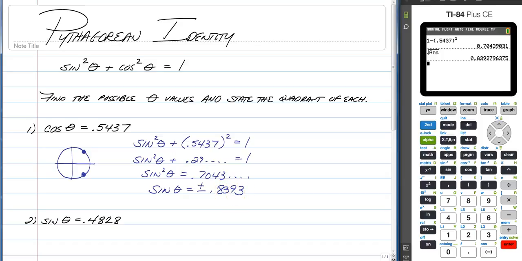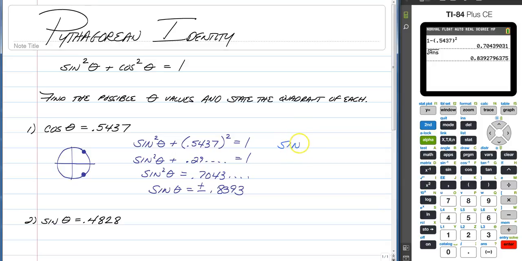Now remember, the plus or minus comes from the fact that whenever we take the square root when we're solving, we have a plus or minus. And that's going to tell you which quadrant each one of these is in. So, this is where you have to be careful how you write your answer.